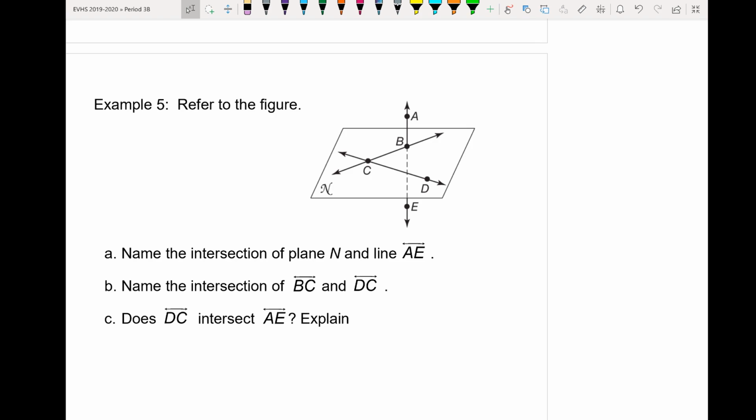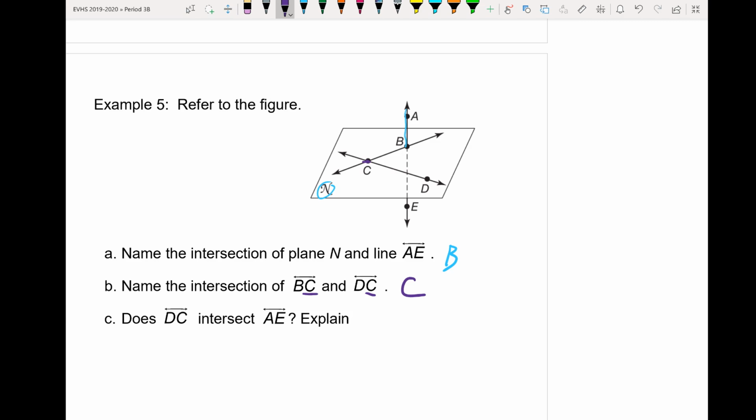Name the intersection of plane N and line AE. So we've got plane N and line AE. Where do they intersect? At point B. Notice the dashed line means it's going through and underneath or behind the plane. All right, name the intersection of line BC and line DC. C. By the way, this right here tells you they both have the same point. They're going to intersect at that point.